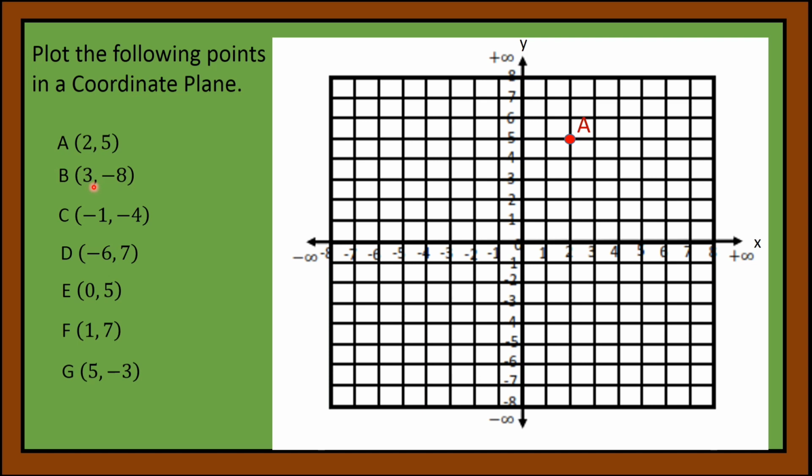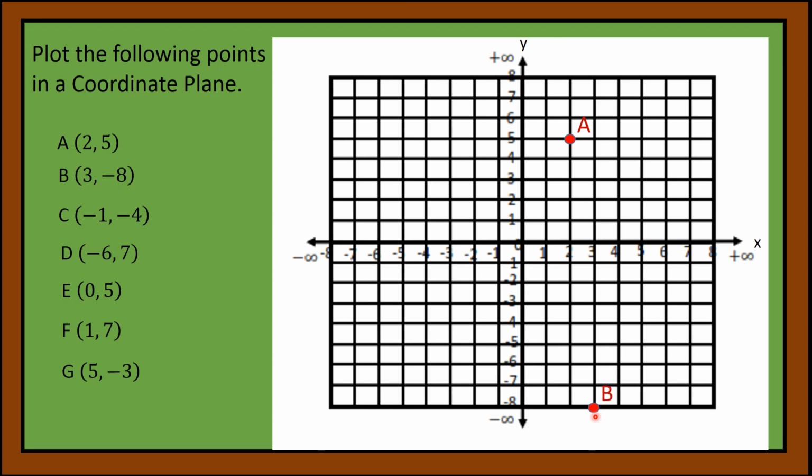Next, point B. We have the ordered pair 3, negative 8. So 3 is positive, 8 is negative. Looking at our x-axis, from the point of origin, we have 1, 2, 3 going to the right. And then from the point of origin downward, we have negative 8. So 3 and negative 8 will meet at this point. Therefore, this is our point B.